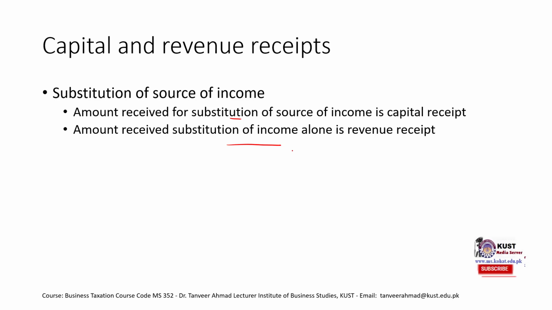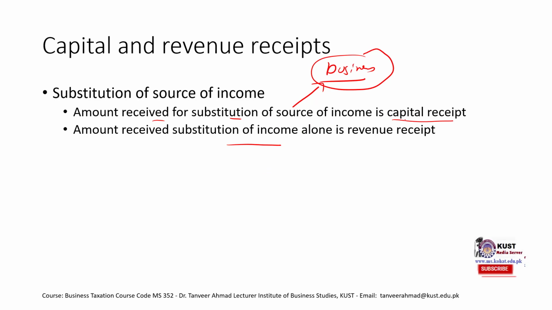So let's just say we have a source of income and it is our business. This business is a source of income. It means it is generating income for us. So if we are going to receive an amount in substitution of the source of income, then that would be a capital received, right? For example, we sold this business, then we are basically substituting our source of income.